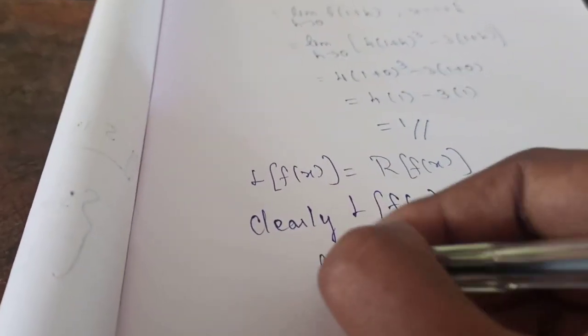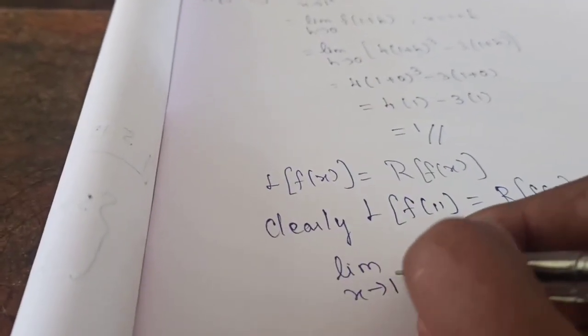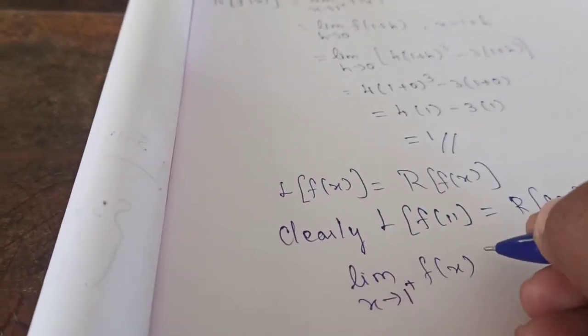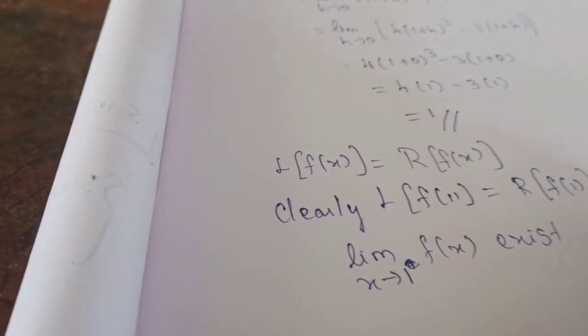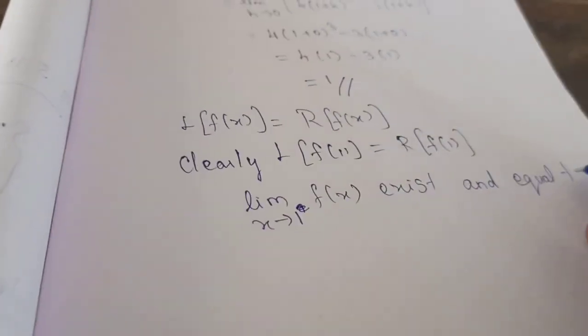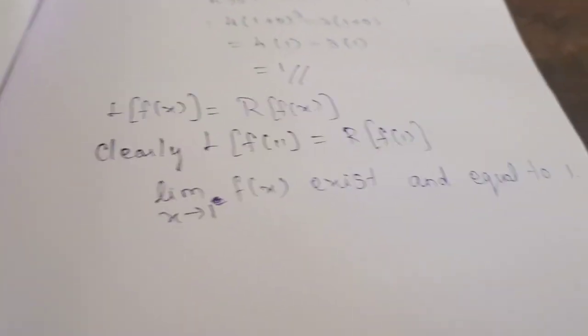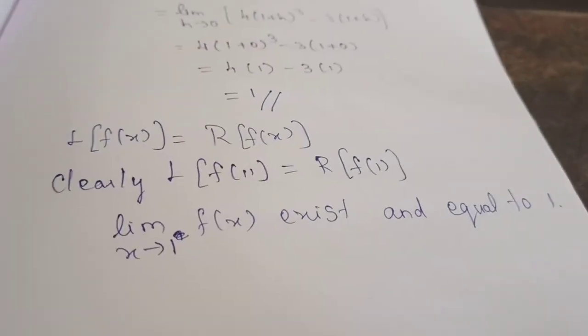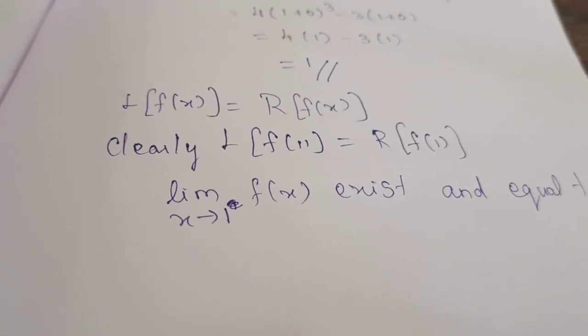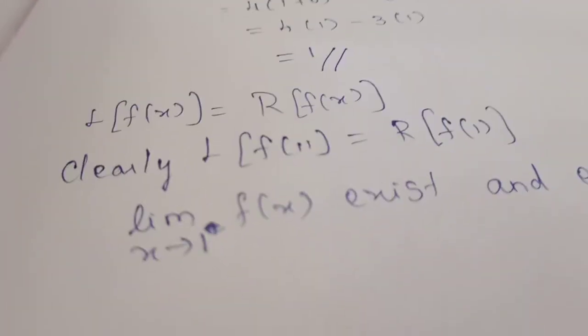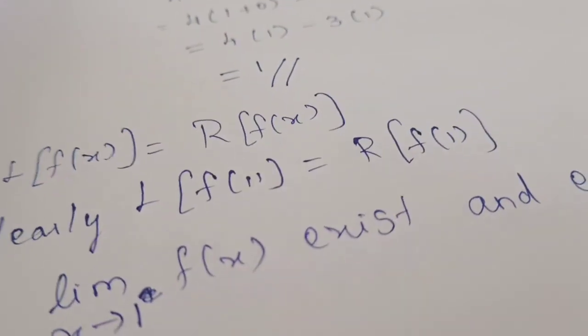So limit x tends to 1 of f of x exists and is equal to 1. Okay, so clearly the limit of f of x exists and it is equal to 1. So these are the two problems we have in this example section. We will move to the next section. But before that we need to learn something. That I will teach you now, and afterwards we will move to the questions.